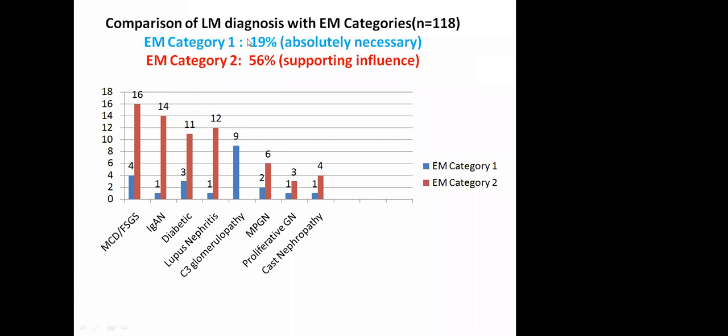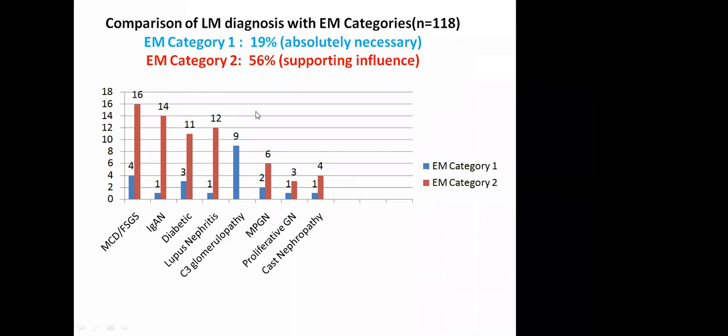So in 19% of cases, EM was absolutely necessary. So in cases of MCD, FSGS, IgA. So this was IgA which had massive proteinuria, so it was IgA with MCD. Diabetic patient with massive proteinuria, and diabetic morphology can't explain that kind of massive proteinuria. EM is required because if there is a sudden onset proteinuria in a diabetic patient, you should always suspect a coexistent minimal change disease. Lupus nephritis, mainly to diagnose lupus podocytopathy or a class 5 lupus.